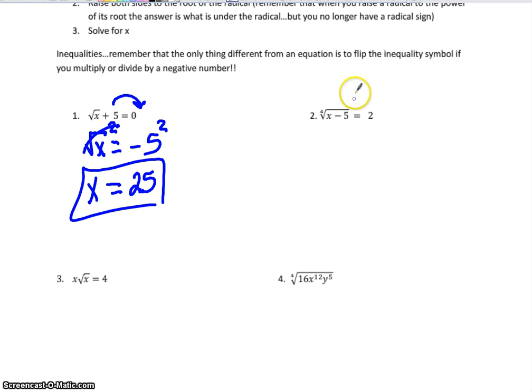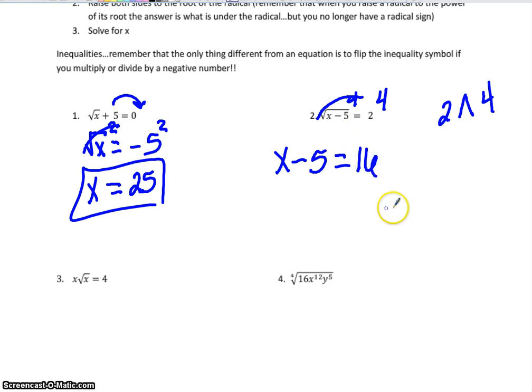Number 2, notice that it's the fourth root. It's already isolated. We're going to raise both sides to the fourth power. Your fourth root and your fourth power cancel each other out and leave you x minus 5 is equal to 2 to the fourth. On the calculator, you would just do 2 caret 4 and you're going to get 16. Now you need to get x by itself, so we're going to add 5 and x is equal to 21.